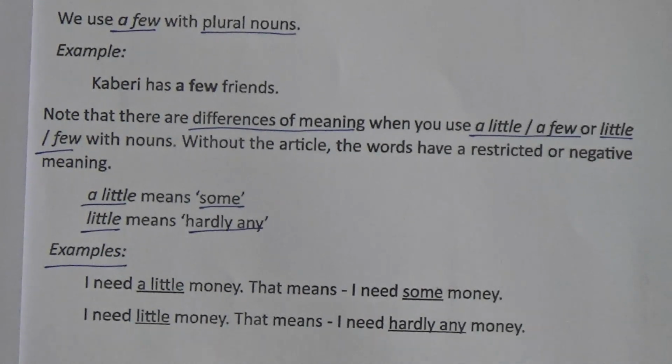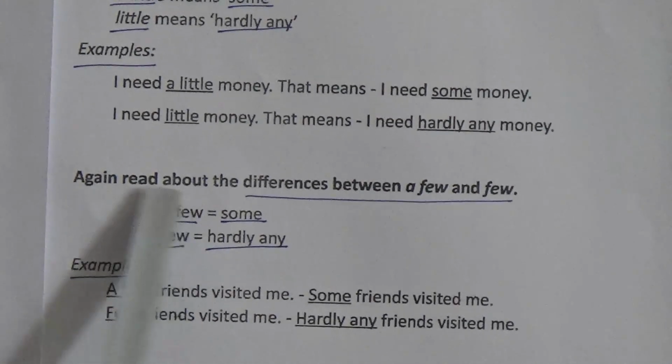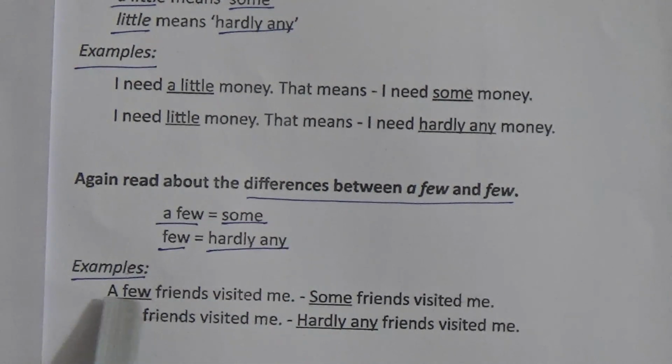Let's look at a few and few. A few also means some, but when we are saying only few without the article, it means hardly any. Look at the examples. A few friends visited me. That means some friends visited me. But if you don't use the article and say few friends visited me, it means hardly any friends visited me.